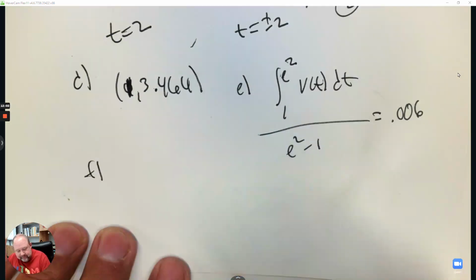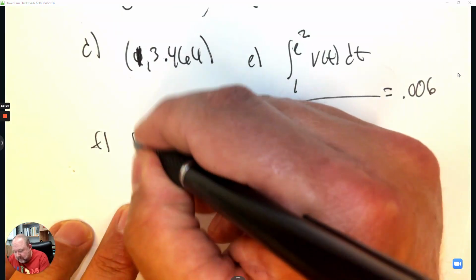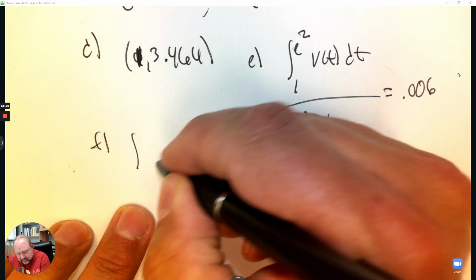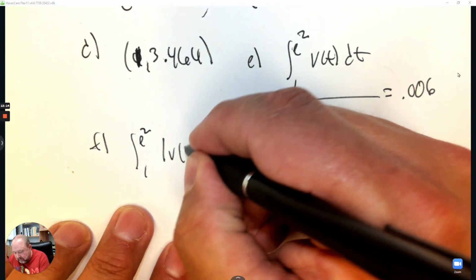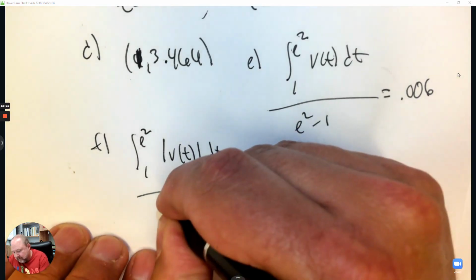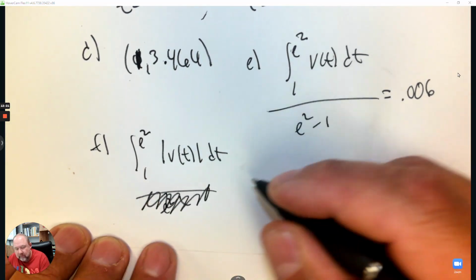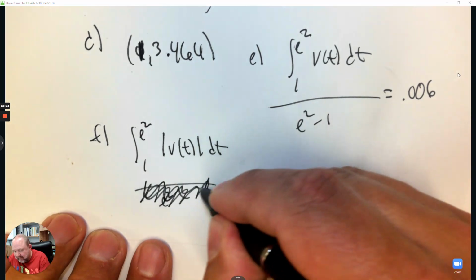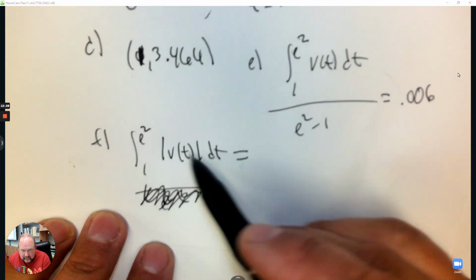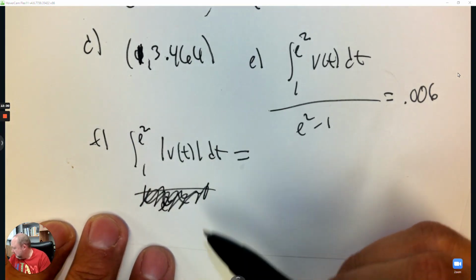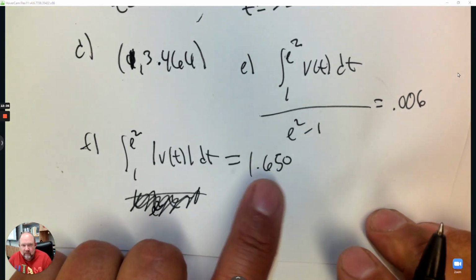Part F. Find the total distance. Well, total distance from where to where? From 1 to e squared. Total distance is the absolute value of velocity. So put the absolute value bars there. Not even divided by the difference of the bounds, because we're not finding that. So just the total distance is the absolute value of the velocity, not the average value. So just the absolute value bars, and type it in, and you should get the answer 1.650. Try it with your calculator.